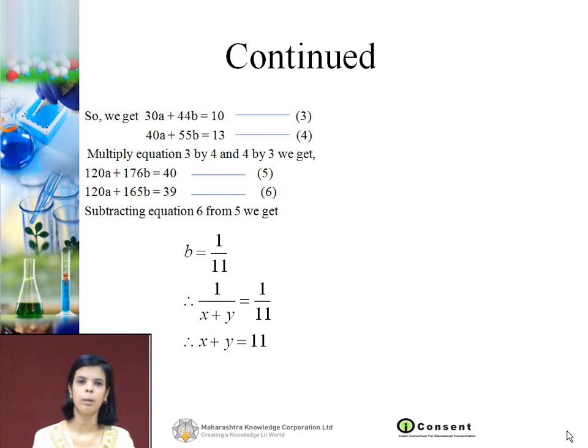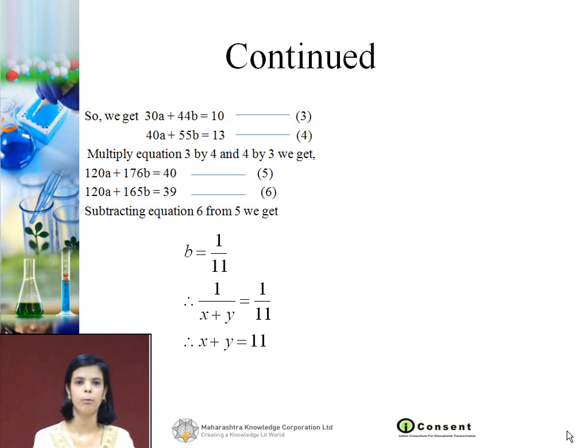Multiply equation 3 by 4 and equation 4 by 3 in order to make coefficients of a equal. We get 120a plus 176b is equal to 40, called as equation 5, and 120a plus 165b is equal to 39, called as equation 6. Do the subtraction of equation 6 and 5.